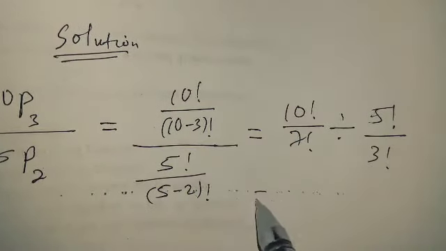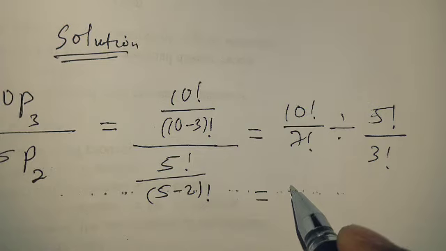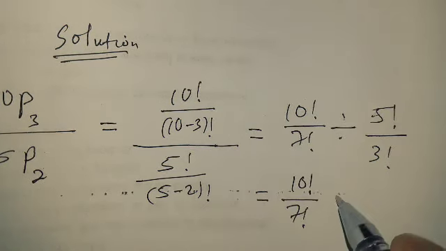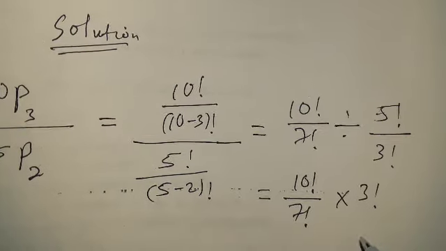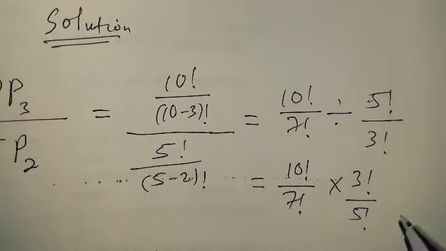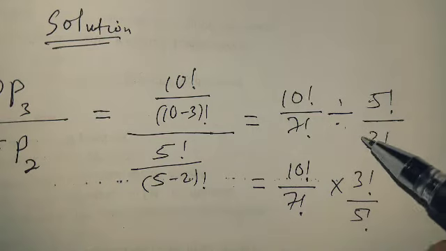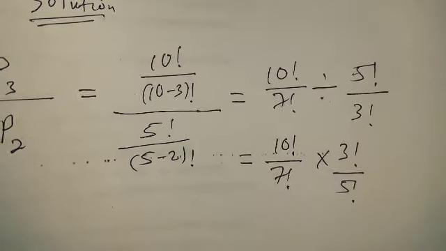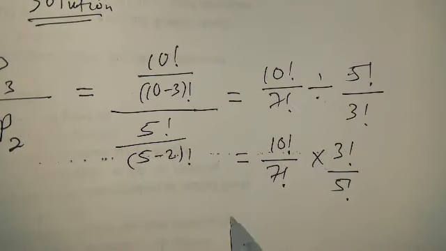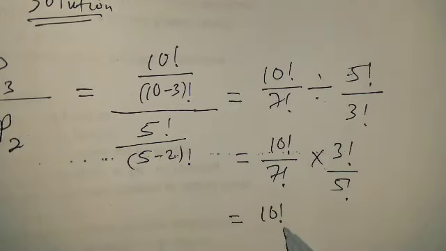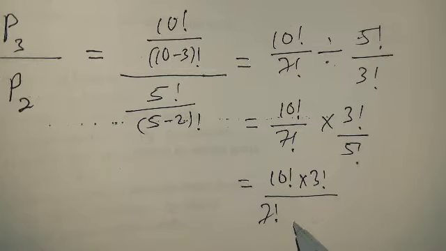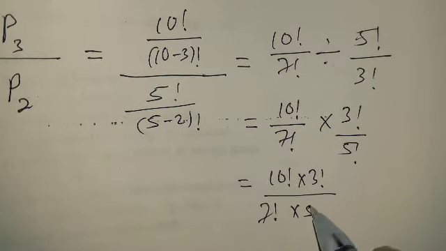So this is the same thing as 10 factorial over 7 factorial times 3 factorial all over 5 factorial. If we take the reciprocal, this division is changed to multiplication. So now we have 10 factorial times 3 factorial all over 7 factorial times 5 factorial.